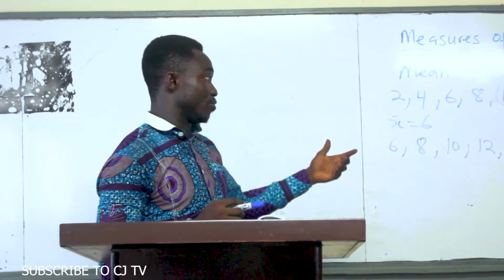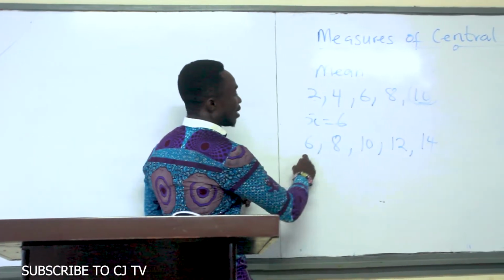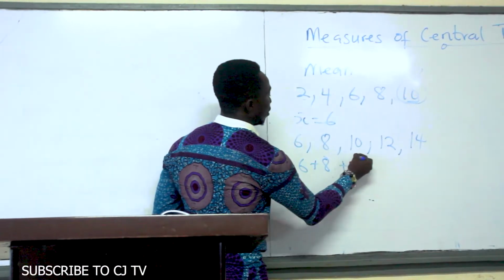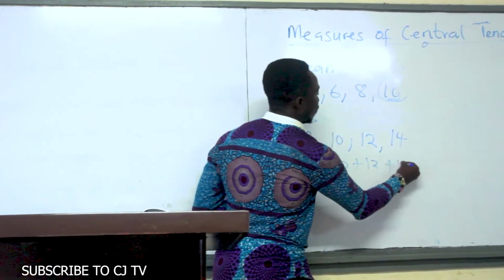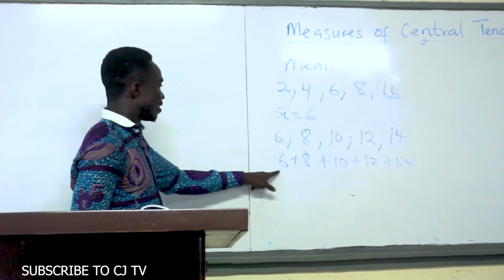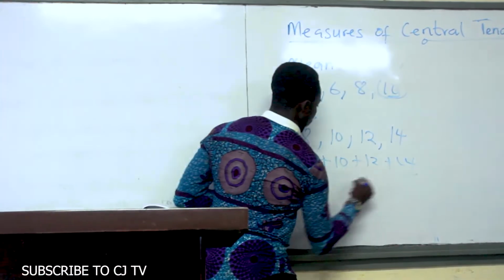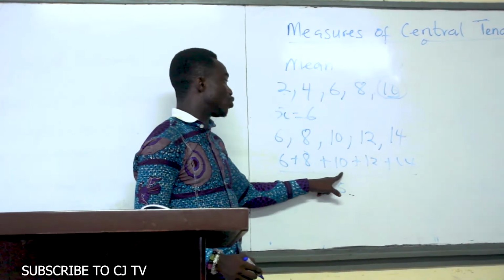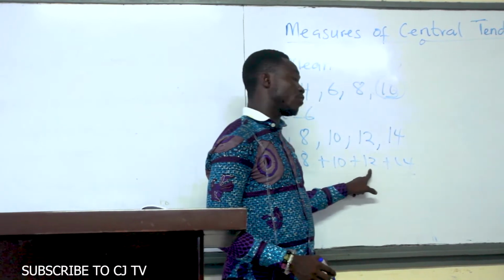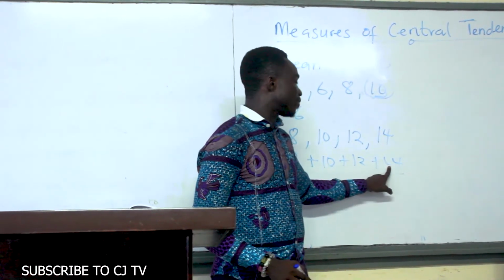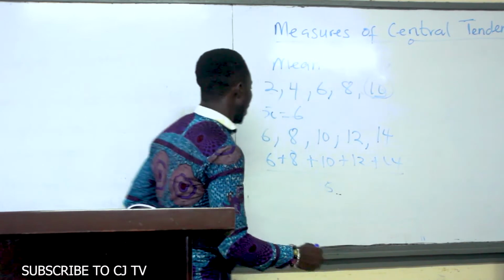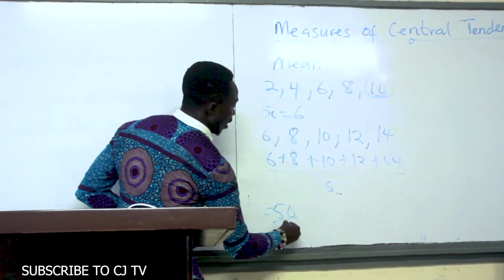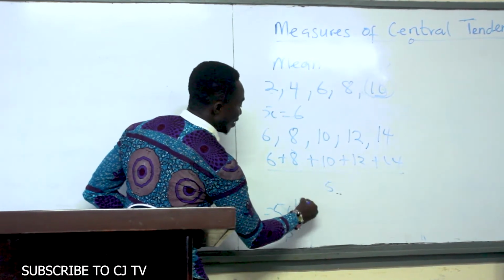But let me prove it. Now, 6 plus 8 plus 10 plus 12 plus 14. Let's see. 6 plus 8 will give you 14. Plus 10 will give you 24. Plus 12 will give you 36. Plus 14 will give you 50. Now, 50 is the total, all over 5. Now you realize that you get 10.